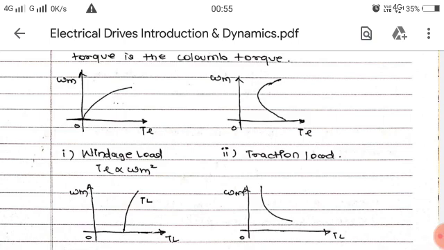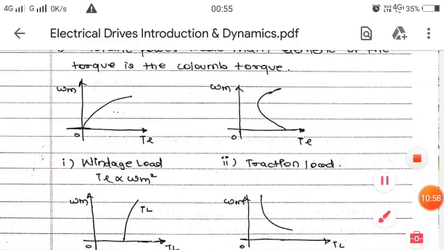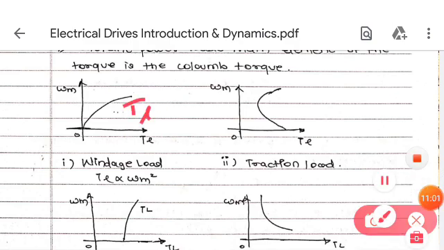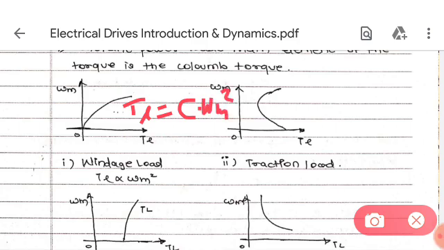So if we remove this constant of proportionality, in that case this TL can be written as C into omega m square, where C is the constant of proportionality. This depends upon the shape of the blades and the construction of the fan, and that changes C, so it changes the curve, shifts the curve like that, for different values of C. So this is a windage type of load torque.